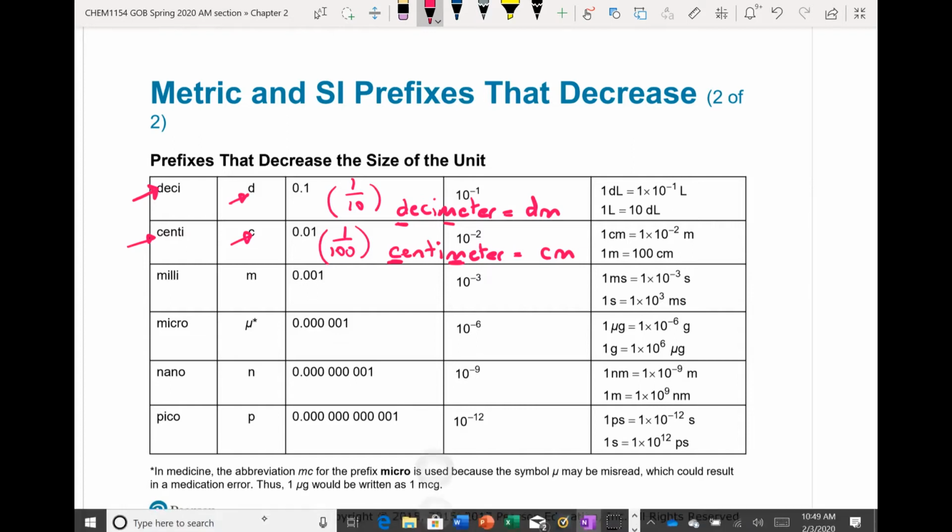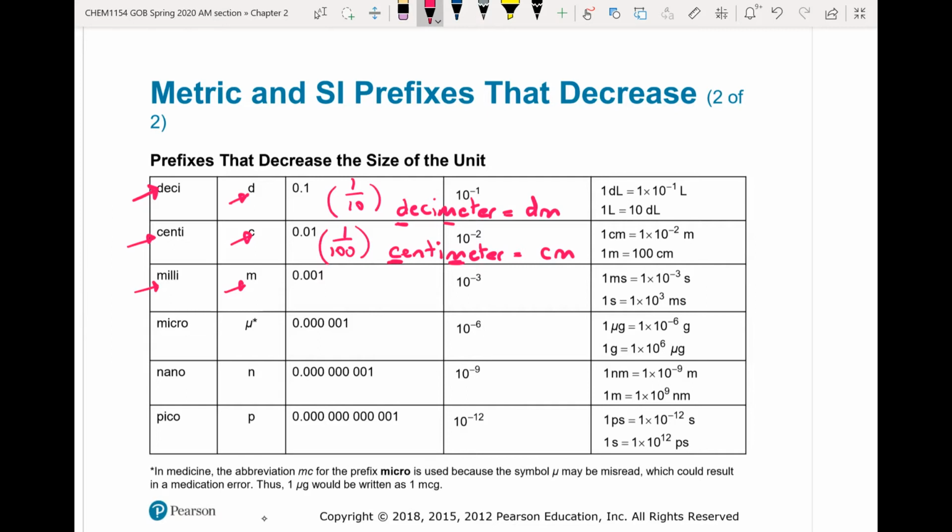Milli has the symbol small m, and that means 1/1000th of something. So if I had a millimeter, it would be small m, small m. A millimeter is 1/1000th of a meter. If you take that same big meter and break it up into 1,000 equal pieces, one of those pieces would be a millimeter. So you have 1,000 millimeters in 1 meter, and 1 millimeter is 1/1000th of a meter.